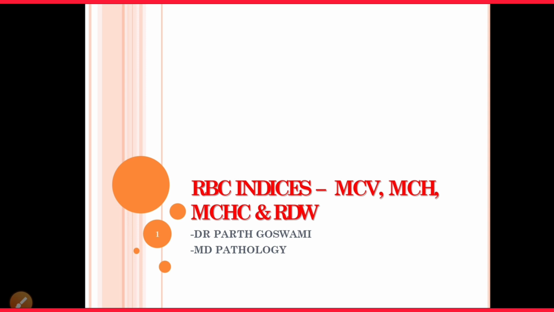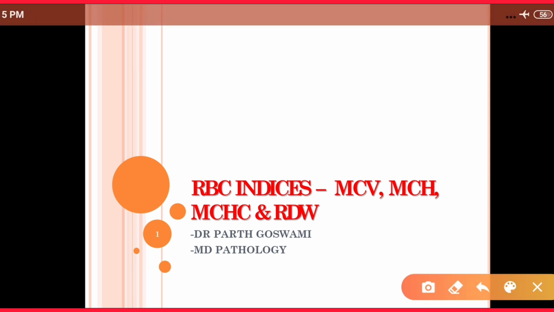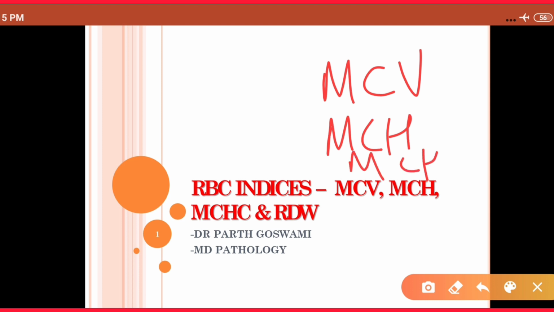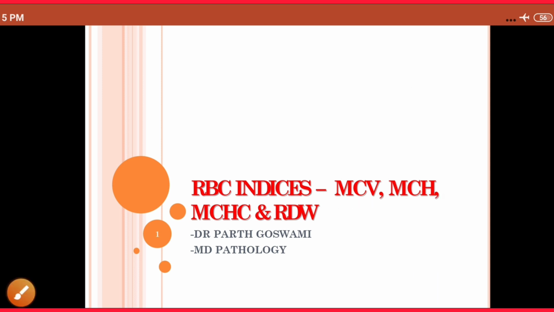Now before I start my discussion, I want to ask you, have you ever seen your CBC report? In your CBC report you might have read that the pathologists have written certain values like that of MCV, MCH and your MCHC. So what are they all? These all are your red blood cell indices, right?